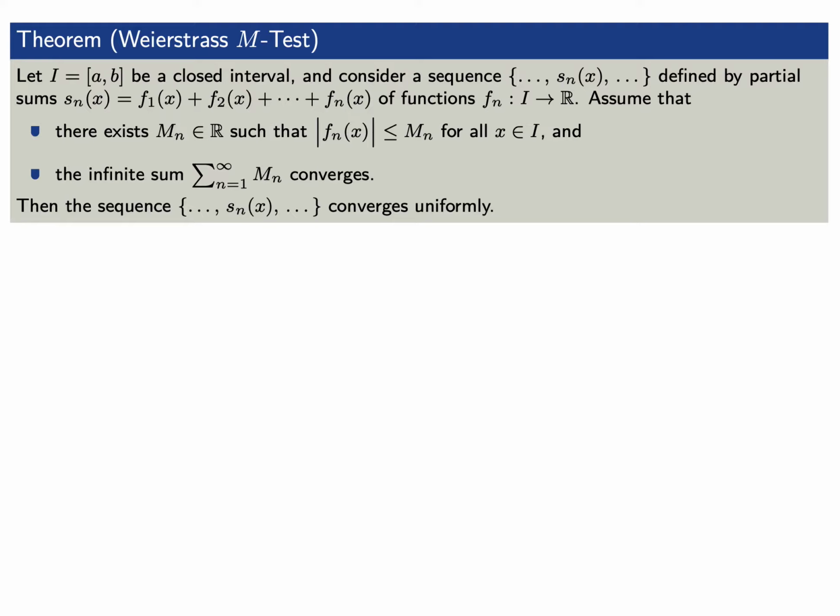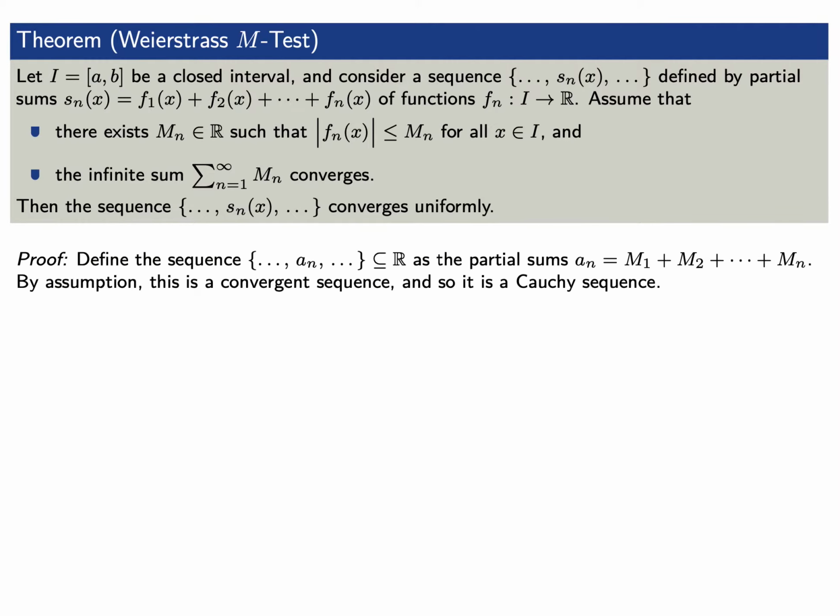We have the following test, which allows us to determine when such a sequence is a uniformly convergent sequence. Let I be a closed interval, and let's consider a sequence S_n defined by partial sums f_1 + f_2 + ... + f_n. Let's assume two things. First, there exist real numbers M_n such that in absolute value f_n(x) is less than M_n for all x in our closed interval I. And second, the infinite sum over the M_n's converges. Then the sequence of the S_n's is a uniformly convergent sequence.